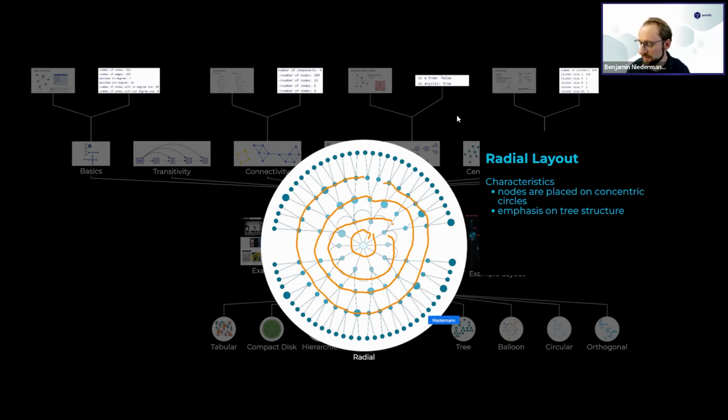So they are on concentric circles. So what you could say is here that it's basically a kind of visualization for reachability. You could say, okay, maybe this is a city and these are cities that are reachable with a certain time from this node and then the next ring of cities and so on. So this would be a very typical example.